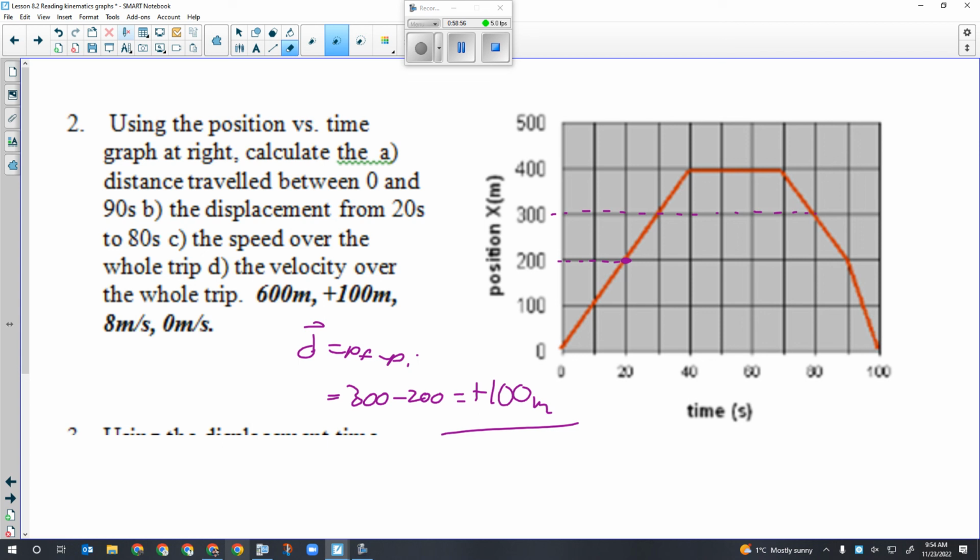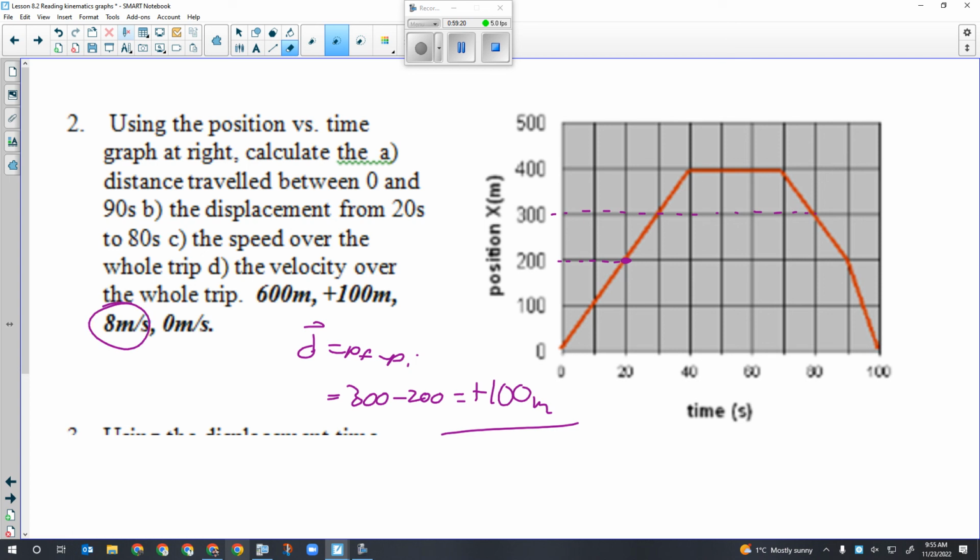Speed over the whole trip. I've already done a bunch of the work for that. I went 400 here, and then I went 400 back. What's my total distance? 800. What's my total time? 100. So 800 divided by 100 is 8 meters per second. That's where we get that one from.